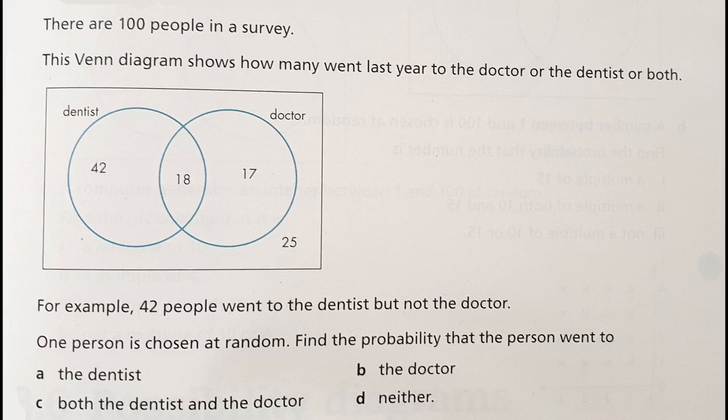The second question: there are 100 people in a survey. This Venn diagram shows how many went last year to the doctor or the dentist or both. For example, 42 people went to the dentist but not to the doctor. One person is chosen at random. Find the probability that the person went to A, the dentist; B, the doctor; C, both the dentist and the doctor; D, neither.